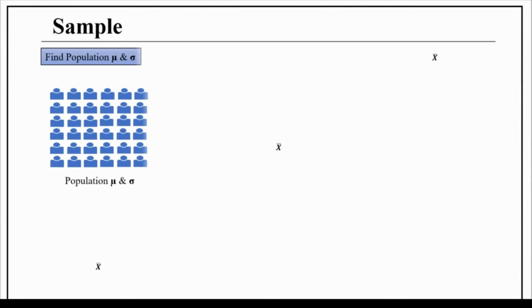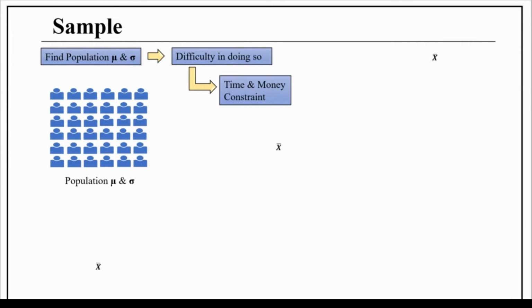Hello friends, welcome again. The topic to be covered in this session is sampling distribution and central limit theorem, in short form CLT. Suppose we are studying the population of data of our interest area, and we need to find its mean and standard deviation. So what is the difficulty in doing so? The difficulty is it is going to be very time consuming and it will cost a lot of money.